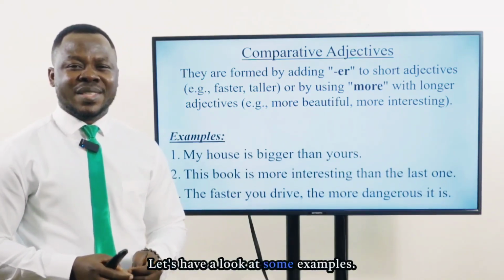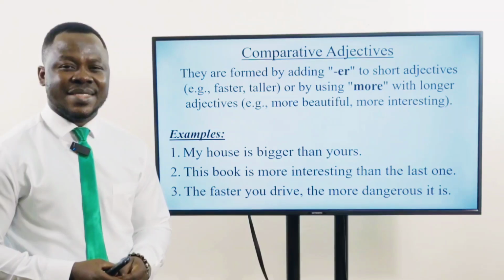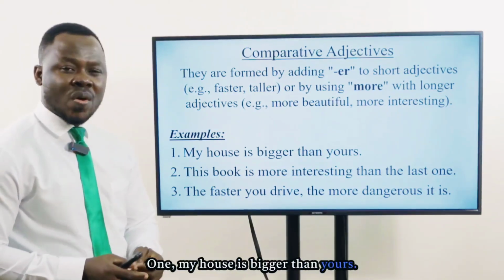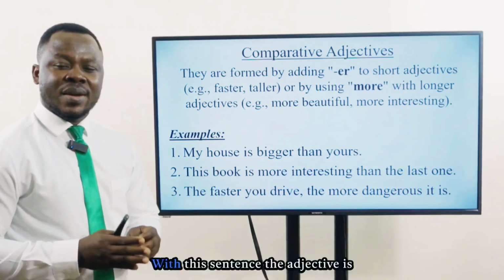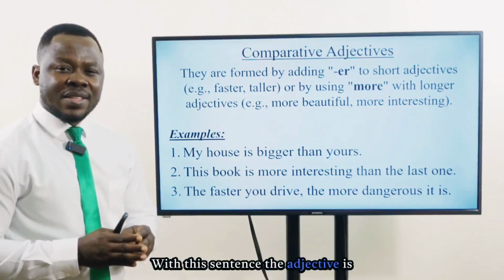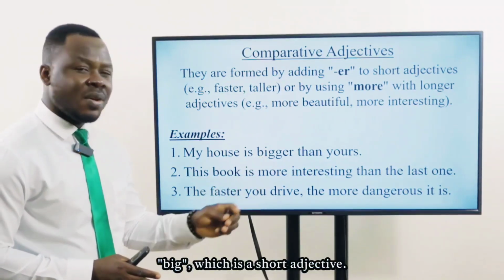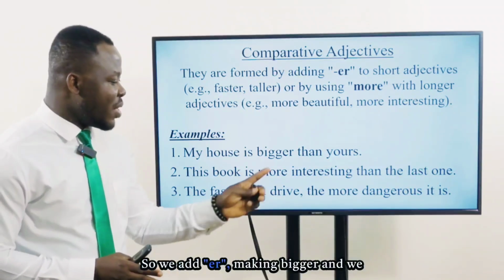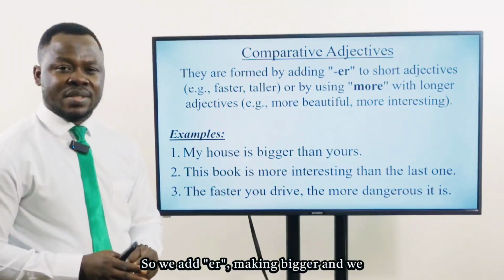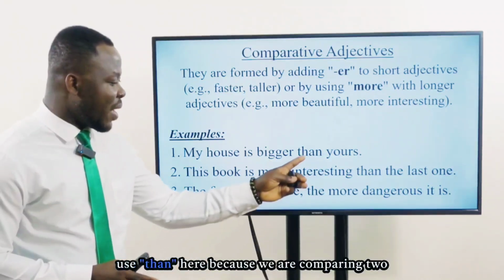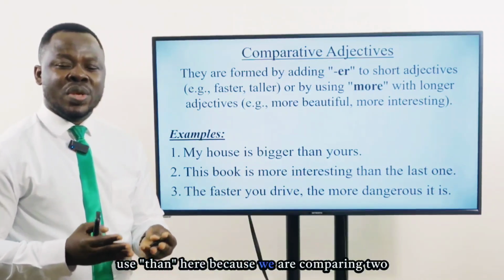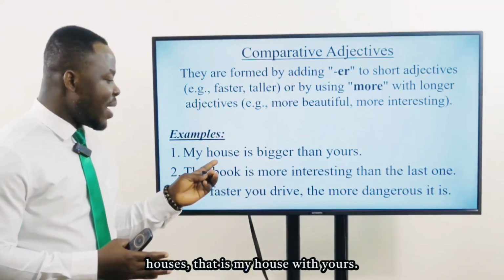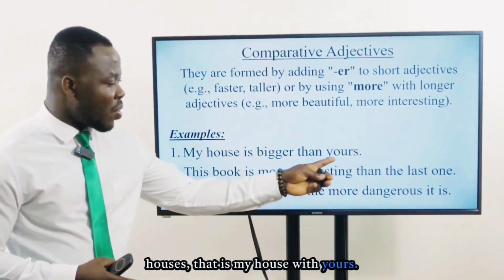Let's have a look at some examples. 1. My house is bigger than yours. With this sentence, the adjective is big, which is a short adjective. So we add er, making bigger. And we use than here because we are comparing two houses. That is, my house with yours.